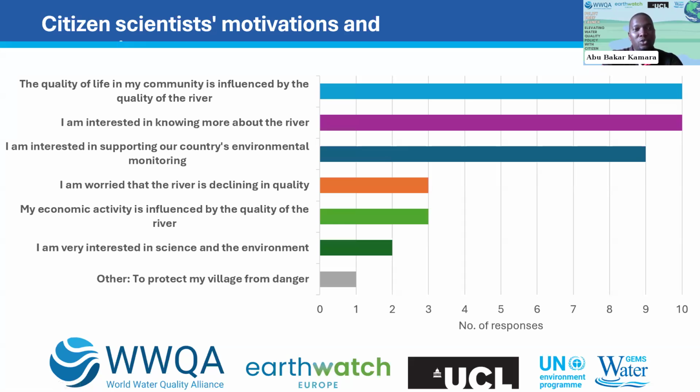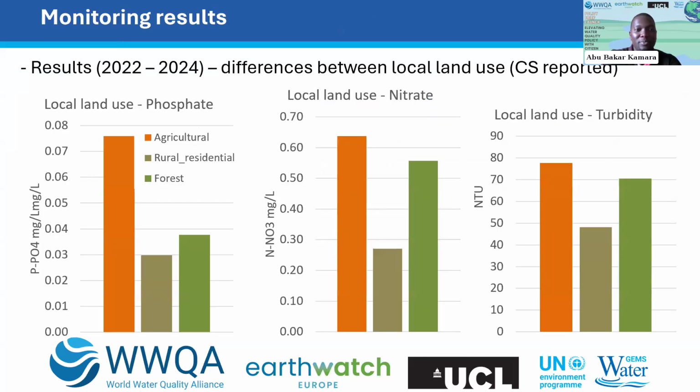When the citizen scientists were asked what motivated them to join the program, most joined because they believe the community is influenced by the quality of their river. While some are curious to know more about their river, few joined the program because they want to know the environment as well as they want to prevent their village from danger. Next slide, please.